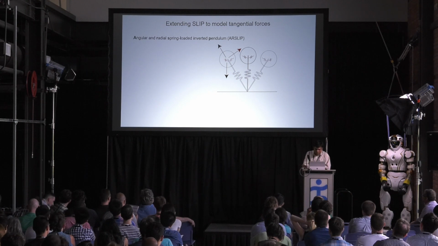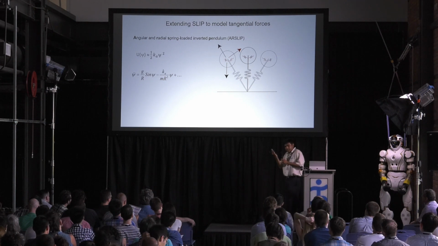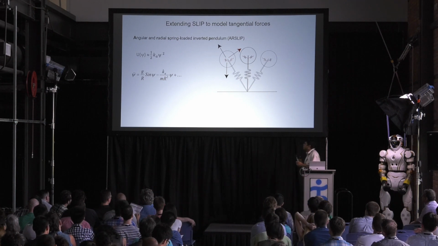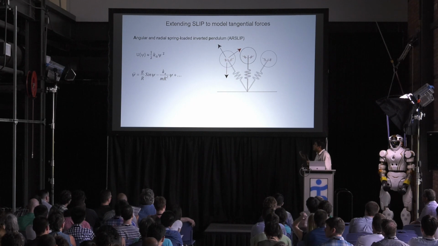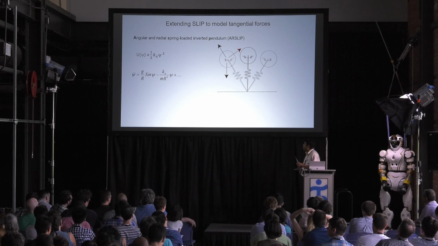The simplest term that you can think of is a quadratic potential energy, where psi is now the angle between the body axis and the leg. You can think of it as a perturbative term, the first term in a Taylor series expansion, whatever. Of course, this is a phenomenological model.